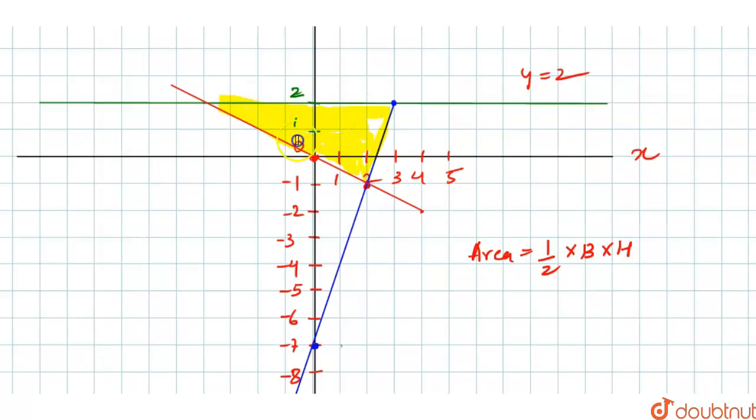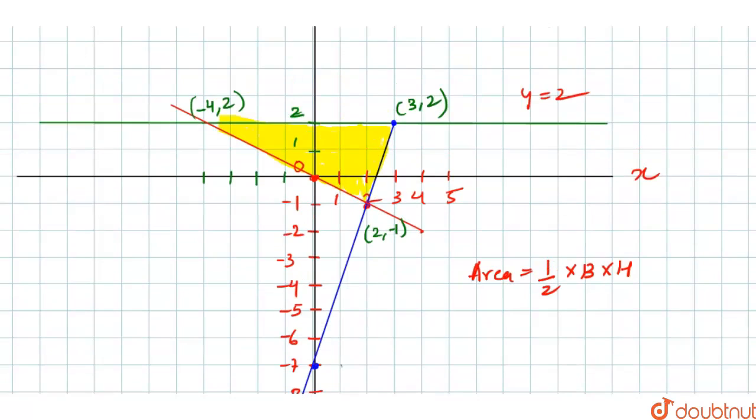And the coordinates of this triangle will be, let me write down the coordinates. This is approximately minus 4. This is minus 1, minus 2, minus 3 and minus 4. And the y coordinate will be 2, right? So minus 4 and 2. And here it will be 3 and 2. And this is our 2 and minus 1. So these are the coordinates of the triangle.